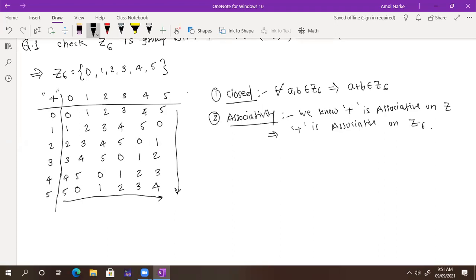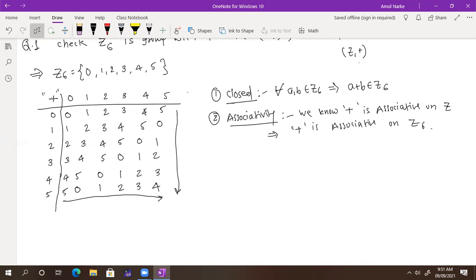Now, do you understand associativity? We know that Z with plus is a group. Yes or no? We already discussed and solved this. What is the identity in Z with plus? 0. And what is the inverse of a? Minus a, exactly. So Z with plus is a group, therefore plus is associative on Z.